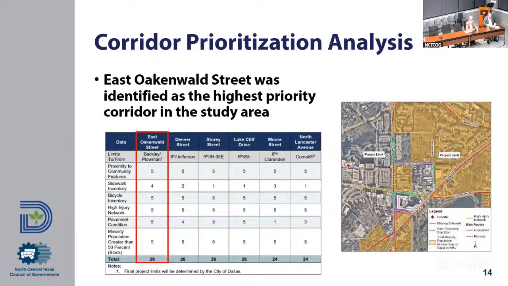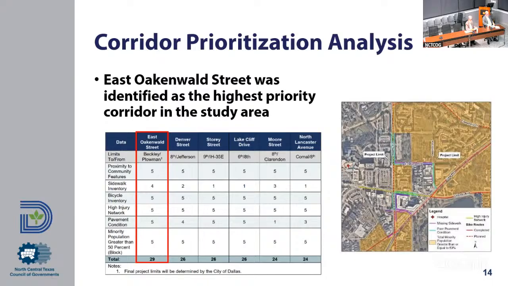Following the corridor prioritization analysis in coordination with the City of Dallas, it was determined that East Oakenwald Street is the highest priority corridor in the study area with a score of 29. Shown in the table are scores of the top 6 corridors, with a higher score indicating higher improvement needs. The map on the right focuses on the data used to evaluate the condition of East Oakenwald Street.